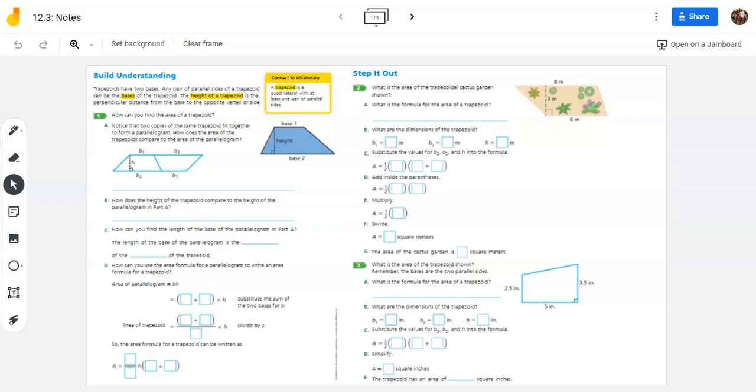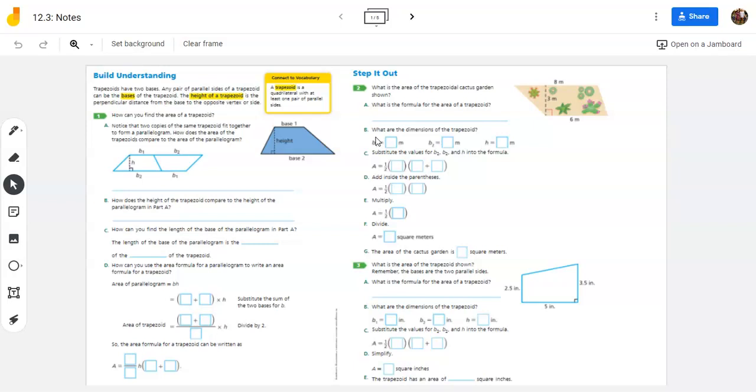Trapezoids have two bases. Any pair of parallel sides of a trapezoid can be the bases. So if you look at this picture, we have the base here and the base here. The height of a trapezoid is the perpendicular distance from the base to the opposite vertex or side. So this right here is the height. A trapezoid is a quadrilateral with at least one pair of parallel sides. So we have one pair of parallel sides here.